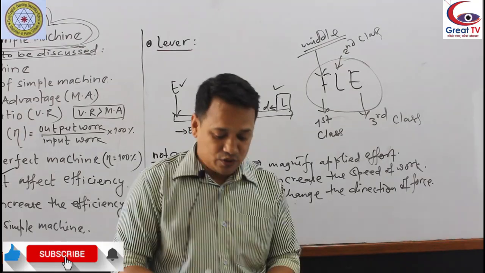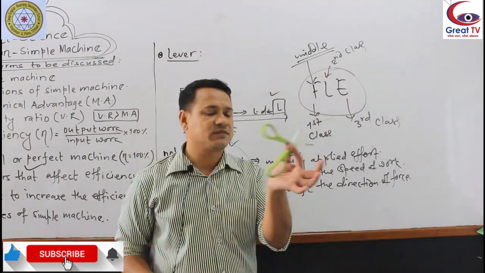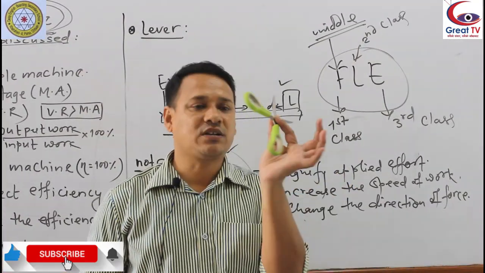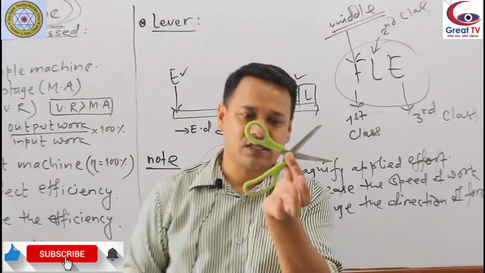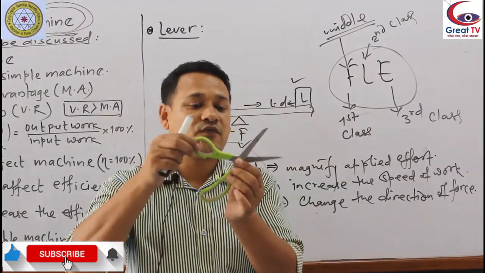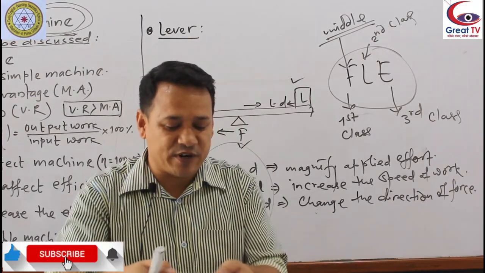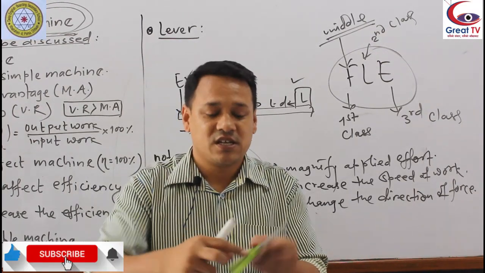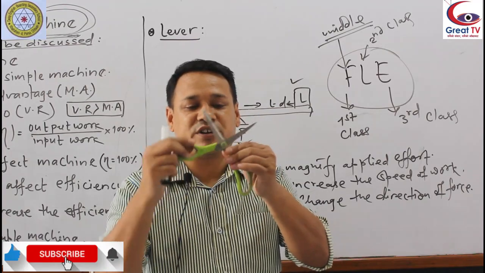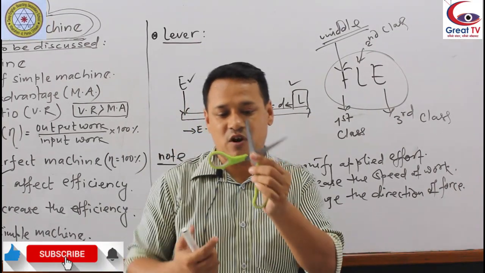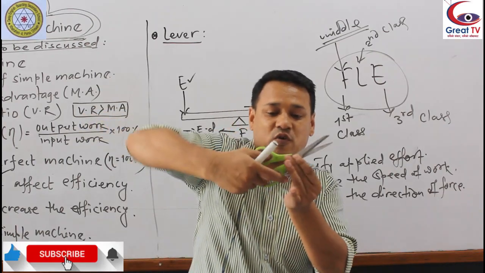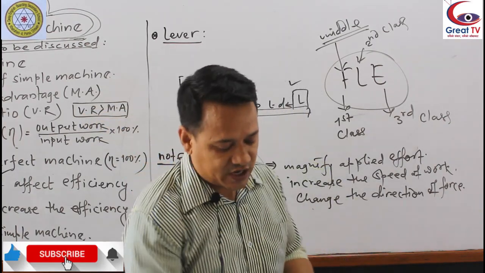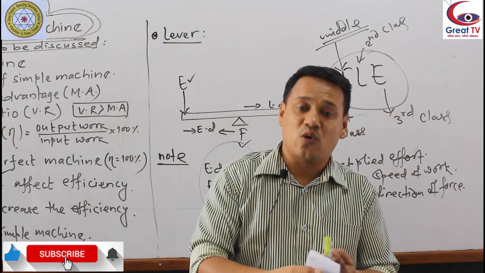Anyway, do you know which class lever this is? Can you guess? It is first class lever. The supporting point, rotating point is this. So this is the fulcrum. We apply the effort with the help of fingers. This is the effort point. And to cut any object, we keep it here. This is the load point.